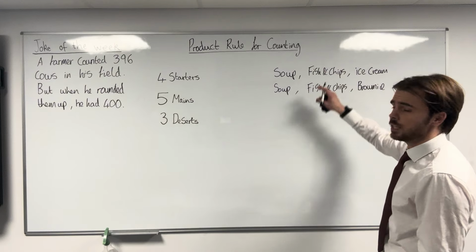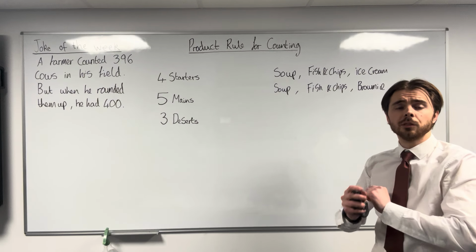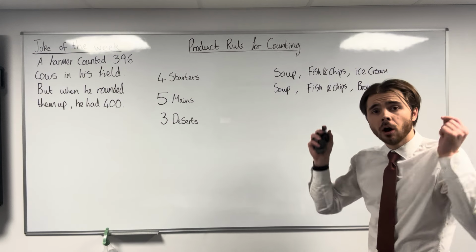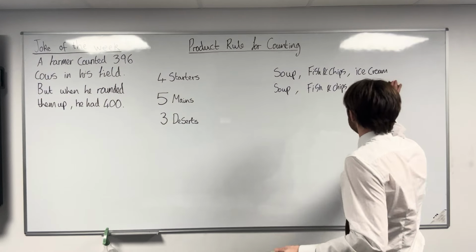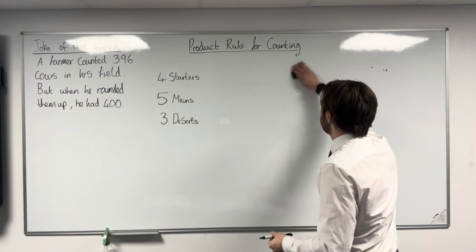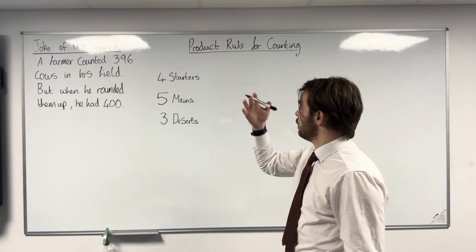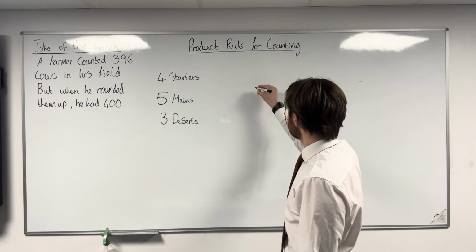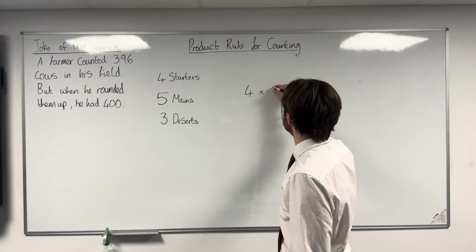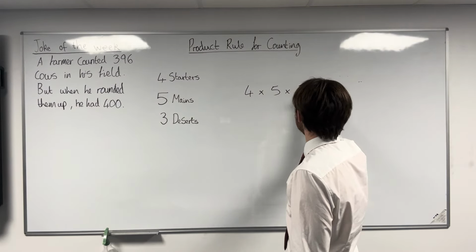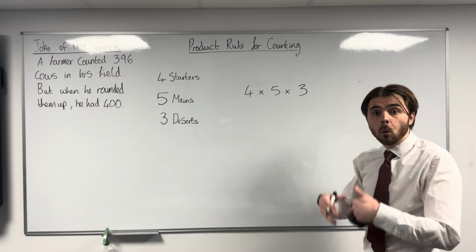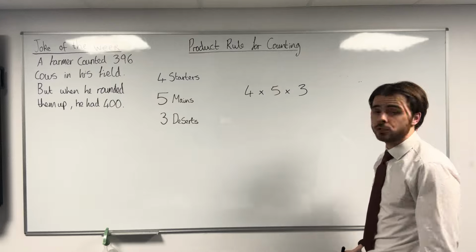We don't want to list the outcomes every single time. We just want the total number of combinations of meals at this restaurant. So, rather than writing it out each time, we take the starters and the main meals and the desserts and we multiply them all together. And that will find us all of the possible combinations that there are.